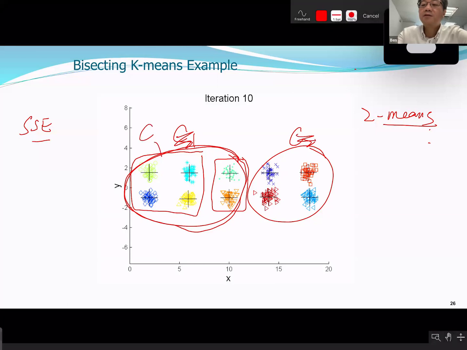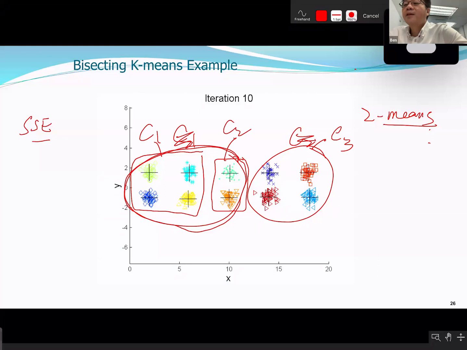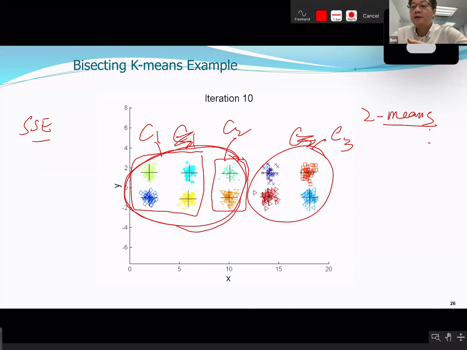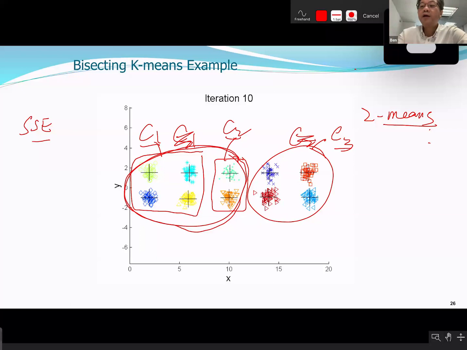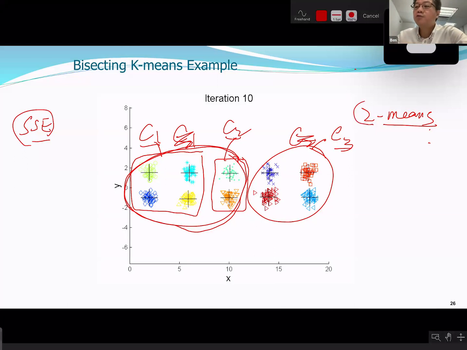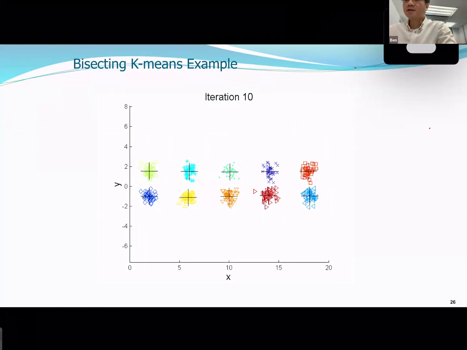Let's say we have a C1, a C2, and a C3. Now we have 3 clusters. Again, we cannot stop yet because we need 10 clusters. So again, we need to find a cluster to split. We have 3 choices, C1, C2, or C3. We can compute the SSE, pick the cluster with the largest SSE, and split it using two means. We keep on doing this until we get 10 clusters as a result. So that's the idea. I hope that this is clearer.